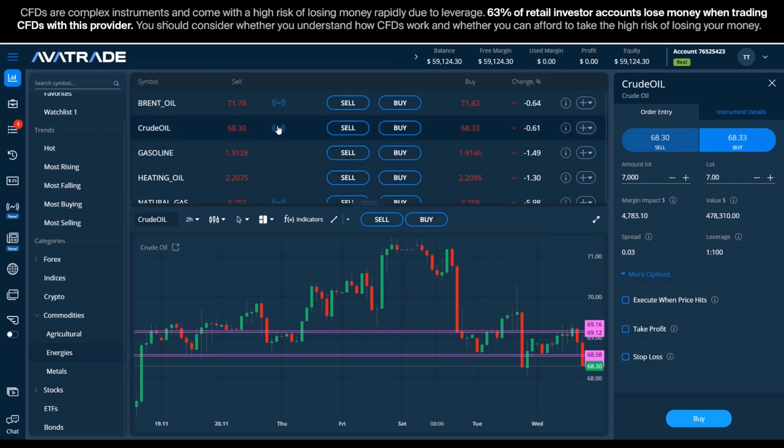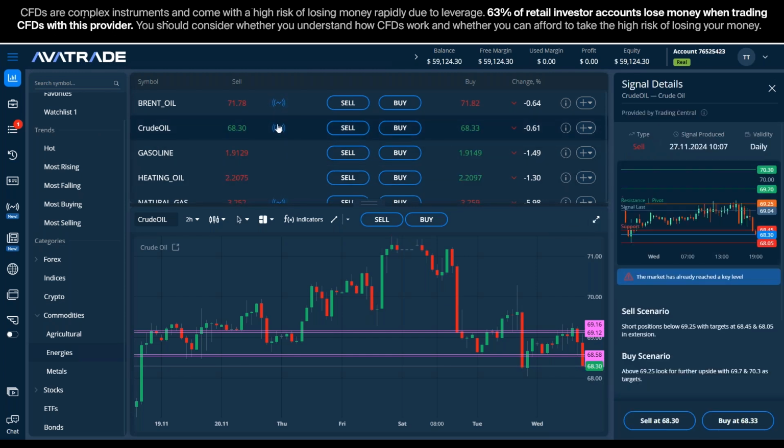Now, we can take a look at what the signal is. It's to sell, and it already reached the first key level. So this is the second signal in a row that we're looking at, and because it's later in the day, they've already come to fruition and hit the take profit zone. So not every signal wins, but signals that have fundamental news helping them out have a better chance of winning.